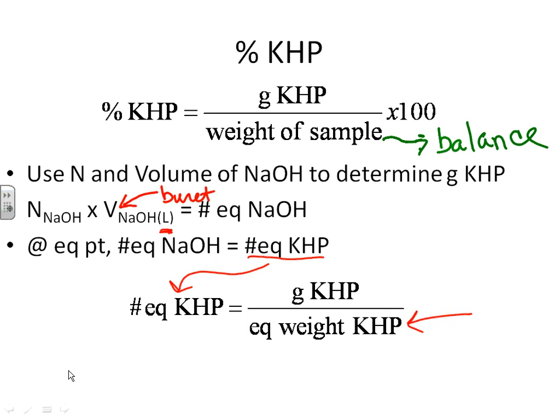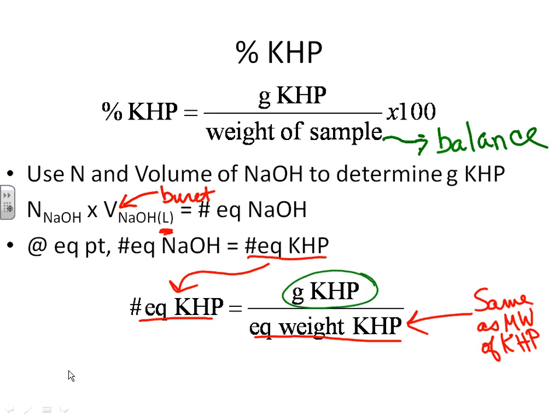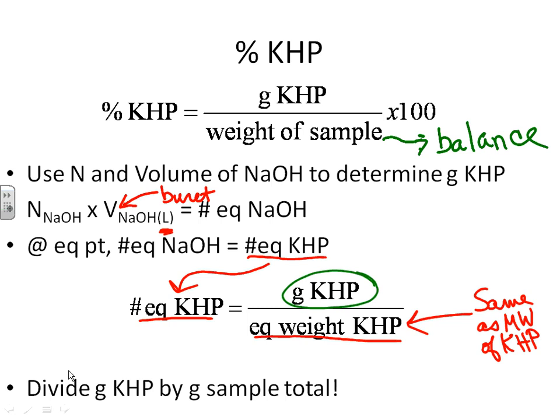This is the same as the molecular weight of KHP, which again, I am not going to tell you what it is. You can calculate that on your own. So we determine this from our lab. We know this already. It allows us to calculate this, which we then plug into the original formula. Grams KHP divided by the weight of the sample, which we get from the balance, times 100 tells us percent KHP.